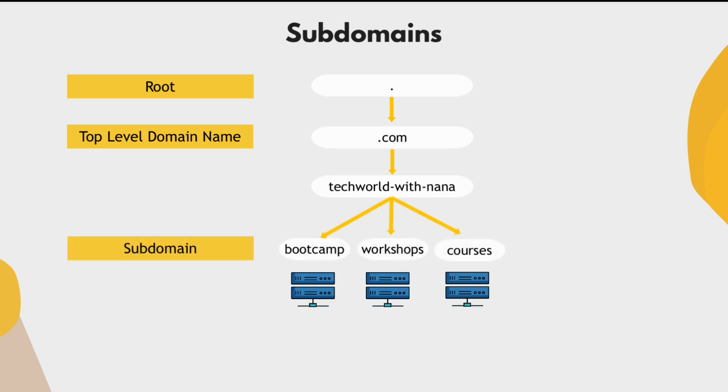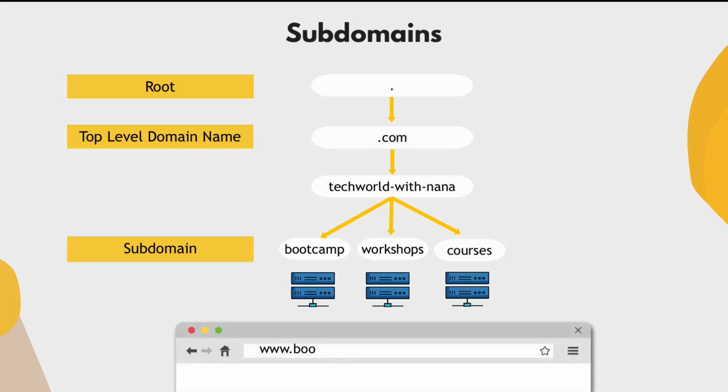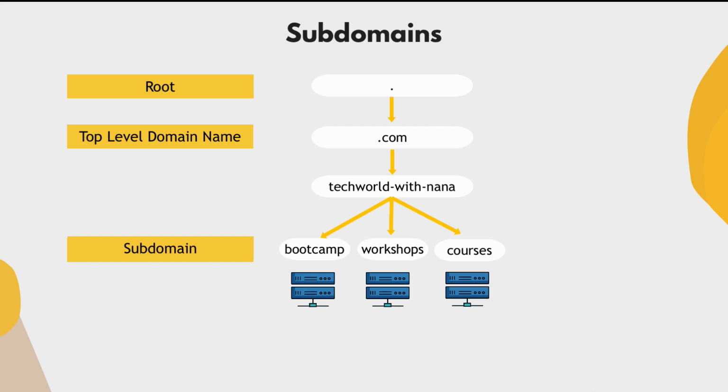I can assign each one its own domain name using a concept called subdomains, like bootcamp.techworldwithnana.com or workshops.techworldwithnana.com and then courses.techworldwithnana.com. And many companies and many organizations actually use these subdomains for different applications that all belong to that organization. So each application may run on its own dedicated server, and each server that has its own IP address will now have a full domain name with which you can access it.